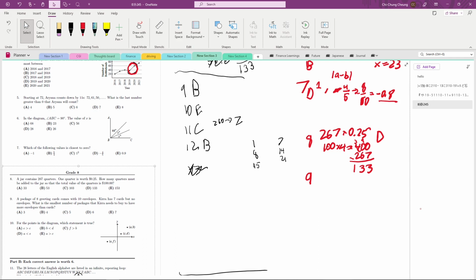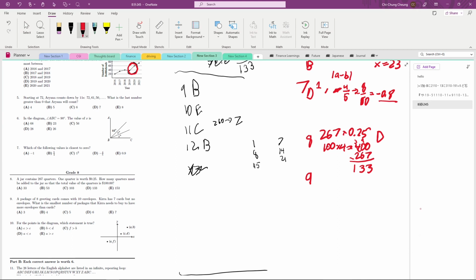There's a package with 8 greeting cards and 10 envelopes. Kira has 7 cards but no envelopes. How many of these packages does she need to buy? So you don't actually care how many greeting cards or envelopes you have per package. You just care about the change in the total number of missing cards. Because the 8 greeting cards take up 8 envelopes, so those 8 envelopes are rendered useless.